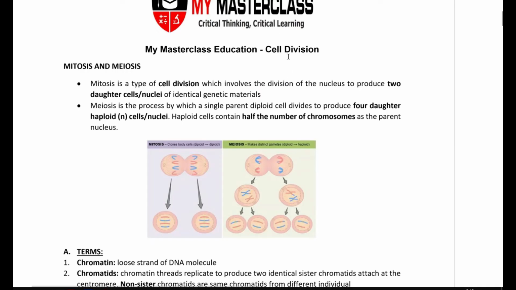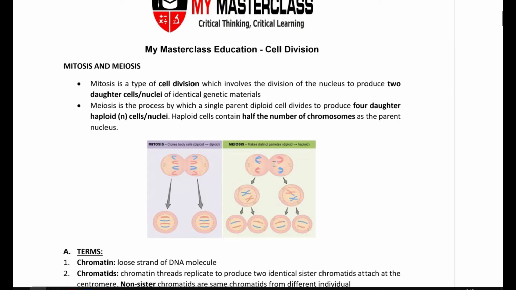Hi everyone, today we are going to look at cell division. In cell division itself, you have the division of the nucleus to produce two daughter cells. Now there's two types of cell division: mitosis and meiosis. Mitosis provides identical genetic material, whereas in meiosis you will have four non-identical haploid cells.